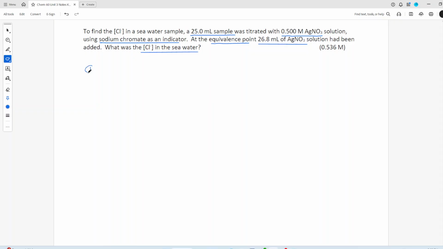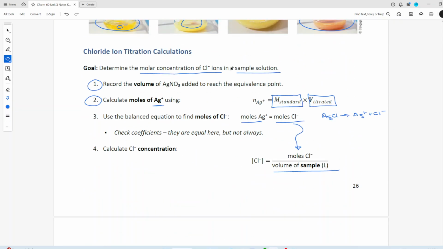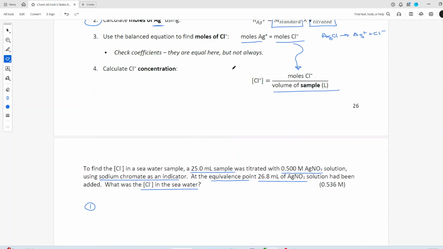So the first thing that we want to do is record the volume of silver nitrate added to reach the equivalence point.